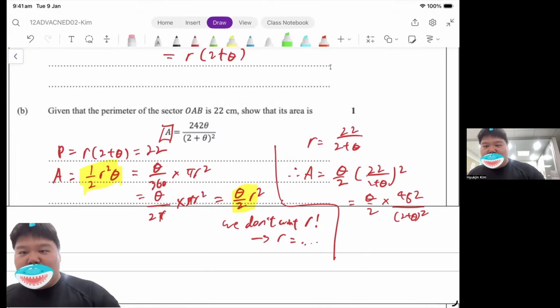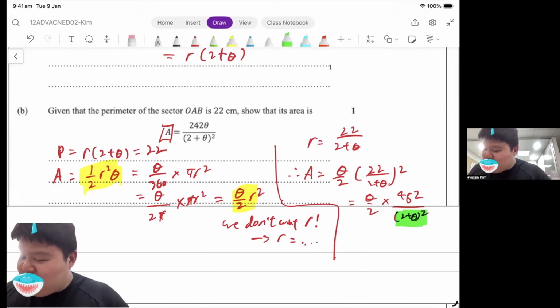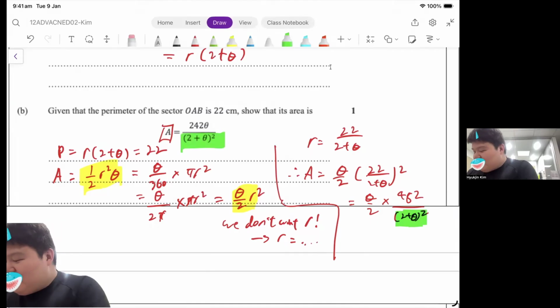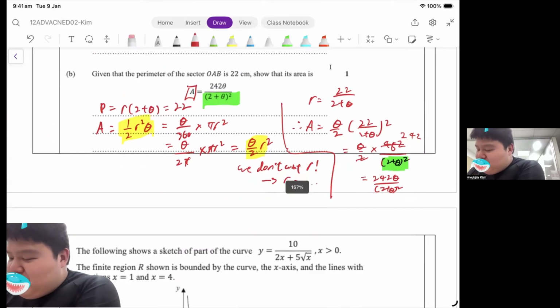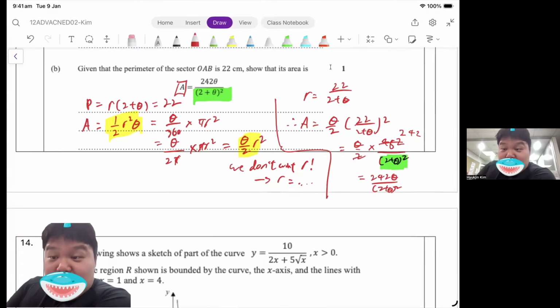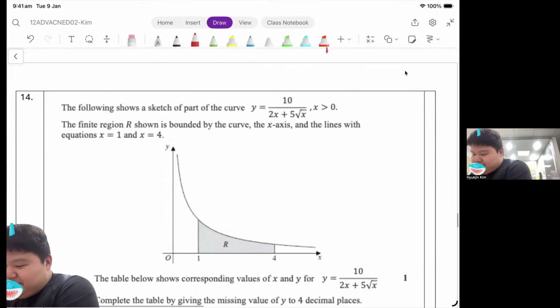But Mr. Kim, how did you know to not expand it? Well, because the final term doesn't expand it. Now, you just cancel out the 2 and the 22, 242. It becomes 242 theta over 2 plus theta squared. I am being a little bit inefficient right now, but as long as it makes sense, I'd rather you guys take a few extra steps than not. Okay?